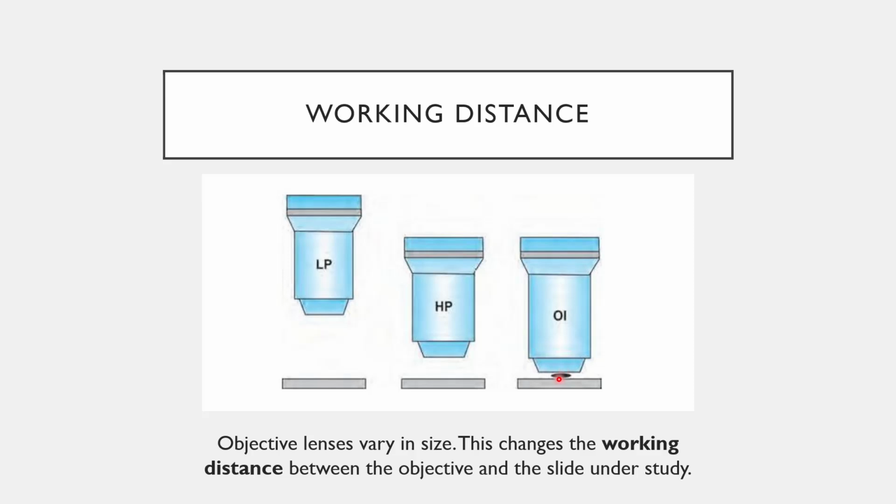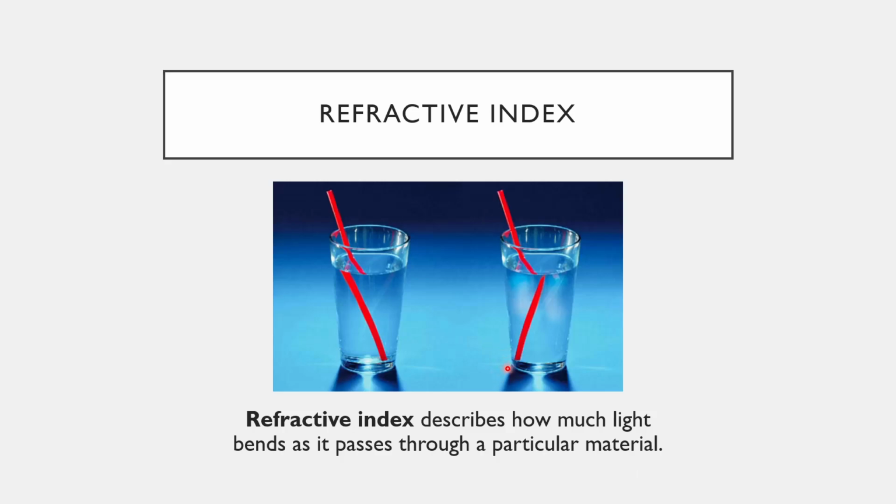As it turns out, this has an impact on your ability to visualize the image on the slide because of a property of light called the refractive index. Refractive index describes how much a beam of light bends as it passes from one substance into another substance. Refractive index explains why, when you're looking at an interface between water and air, you get these distorted images like the one that you see here with this drinking straw, where the straw appears to be in one location, and then at the interface between the water and the air and the glass, it becomes distorted.